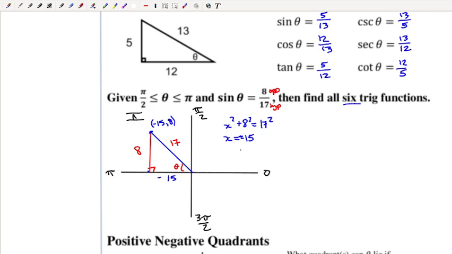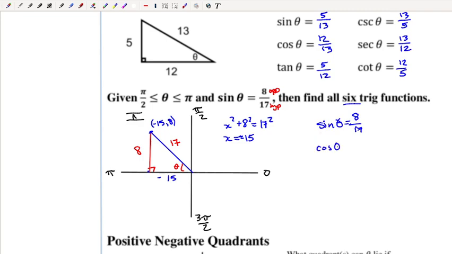If you had the Pythagorean triple 8, 15, 17 memorized, you don't need to do the Pythagorean theorem. You can just write it down directly. That's fine. Okay, so we need to find all 6 trig functions. We're given the sine already, so sine theta is 8 over 17. Please do write the theta in. Don't just write sine as 8 over 17. It just looks weird if you skip the theta, and I will take off marks, so be careful with that.